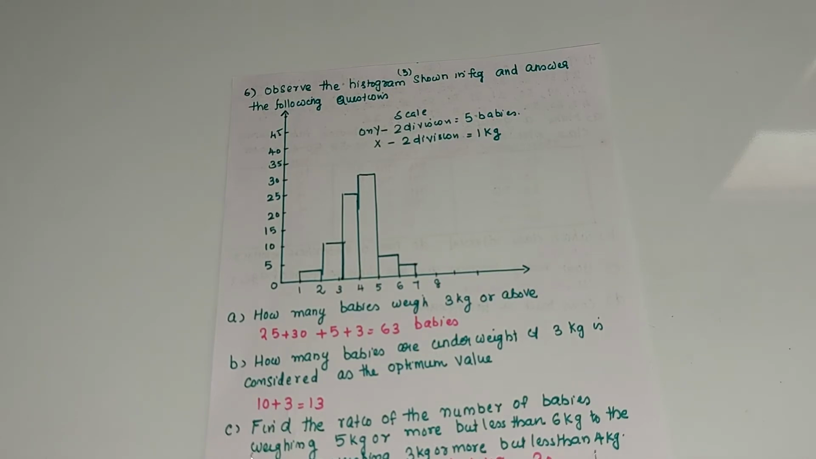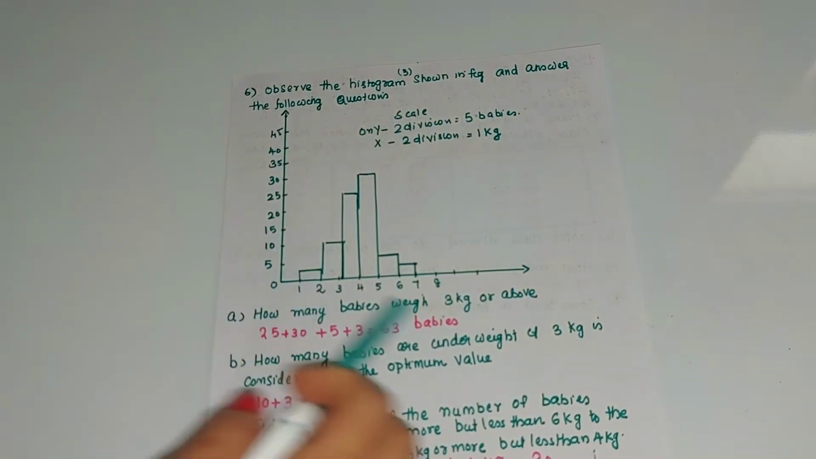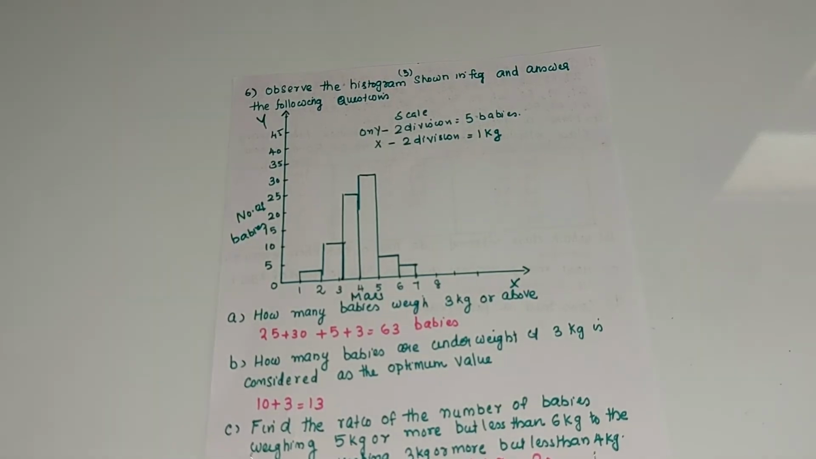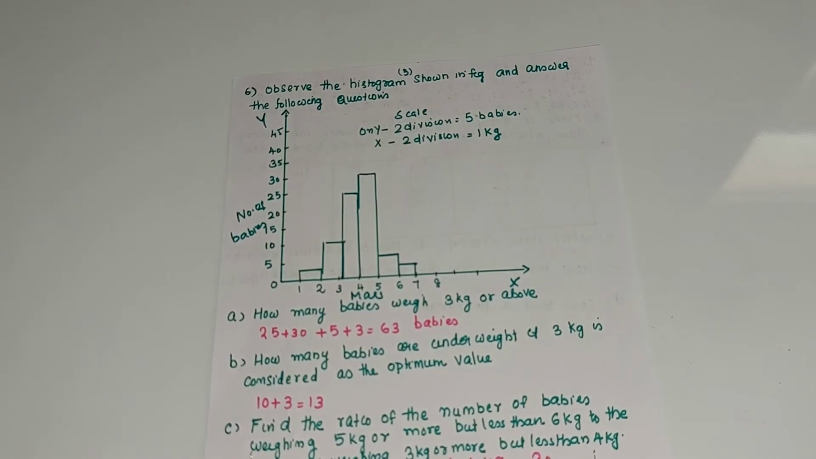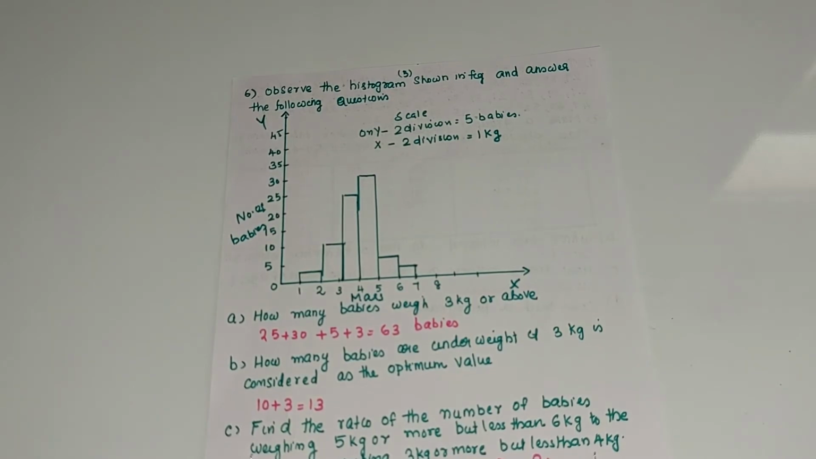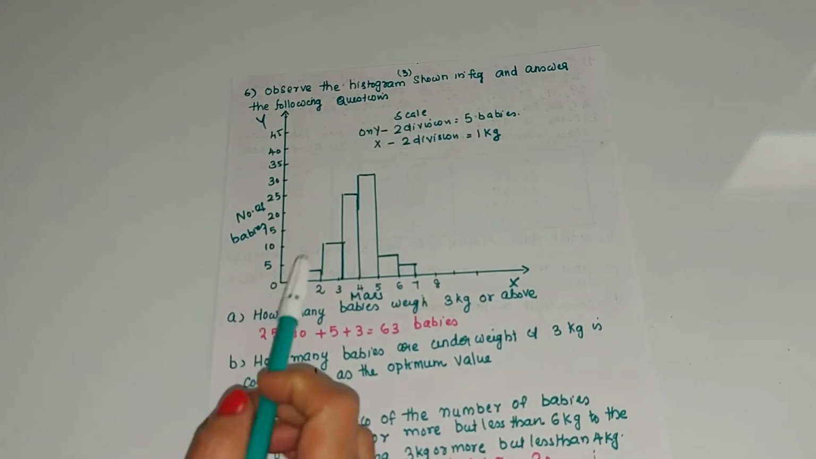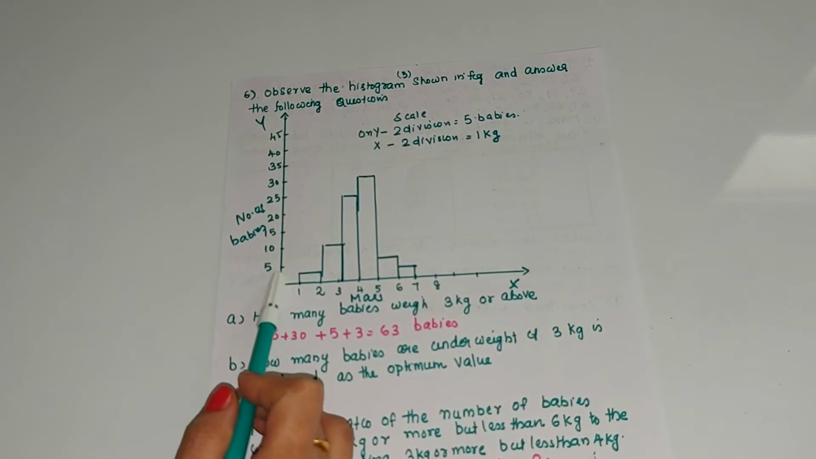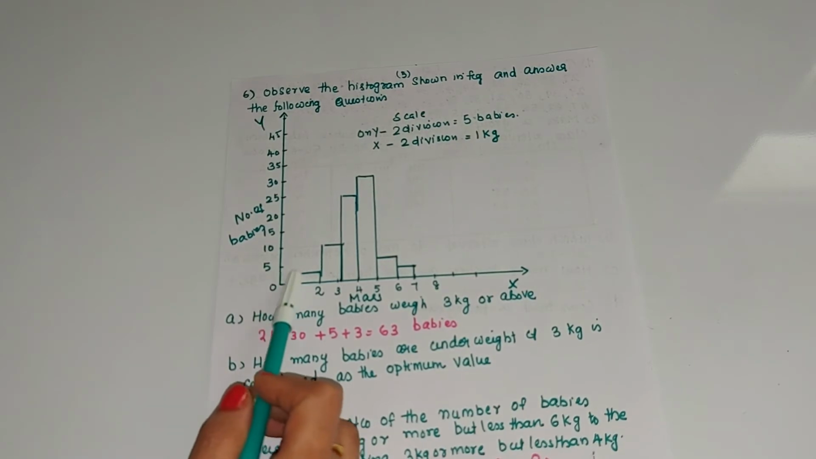Sixth one. Observe the histogram shown in the figure and answer the following questions. In this histogram, it is given the mass of the babies and the number of babies. Here you look at this histogram. The weight of the baby lying between 1 and 2, there are 3 babies. Here it becomes 2.5, but we cannot take 2.5 babies, so you take it as 3.